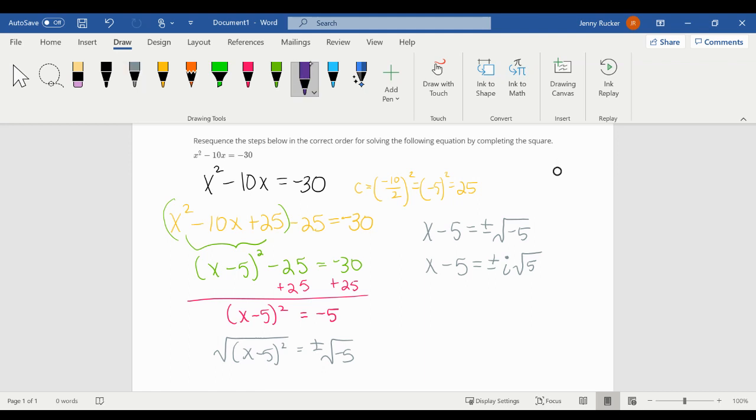Now we can continue solving for x by adding 5 to both sides of our equation. That will give us our final answer for x. We're going to write the real part first, so 5 plus or minus our imaginary part, i square root of 5. So that should help you be able to resequence the steps in order to solve by completing the square.